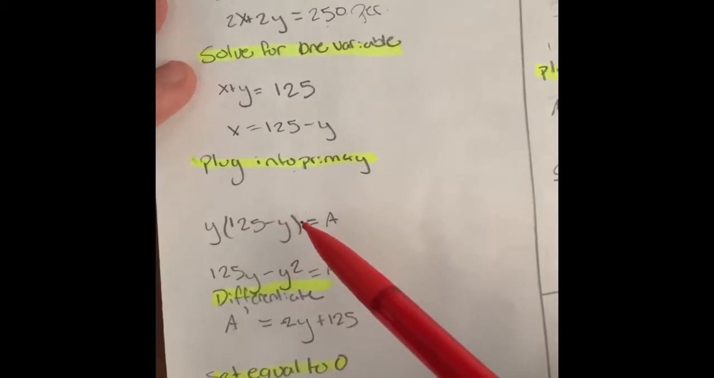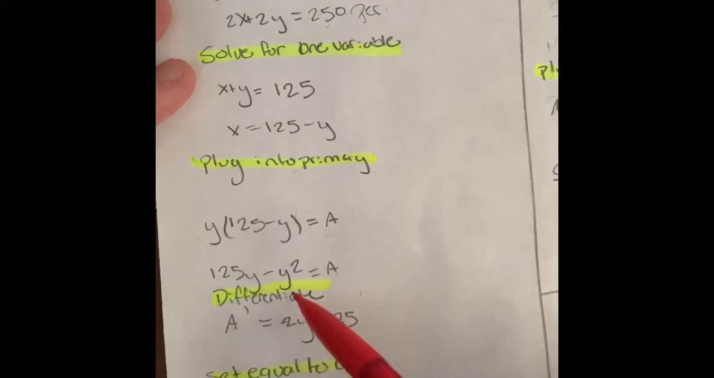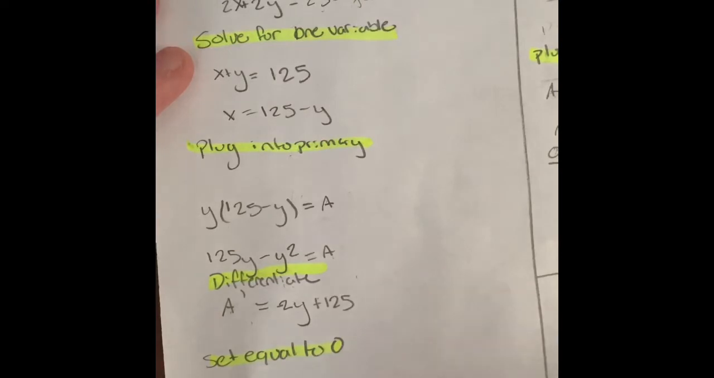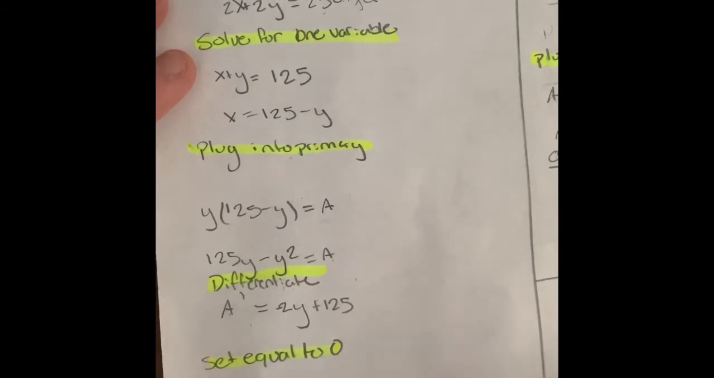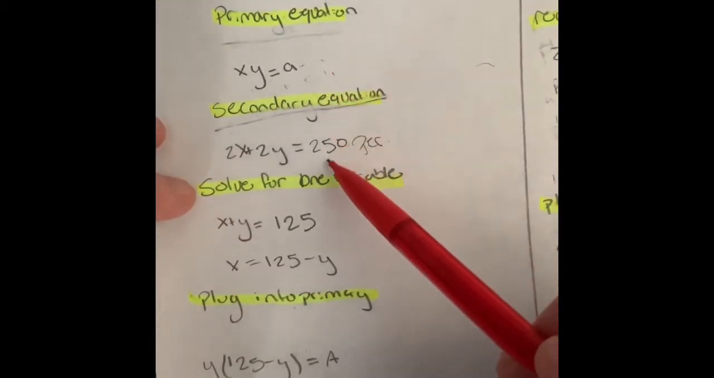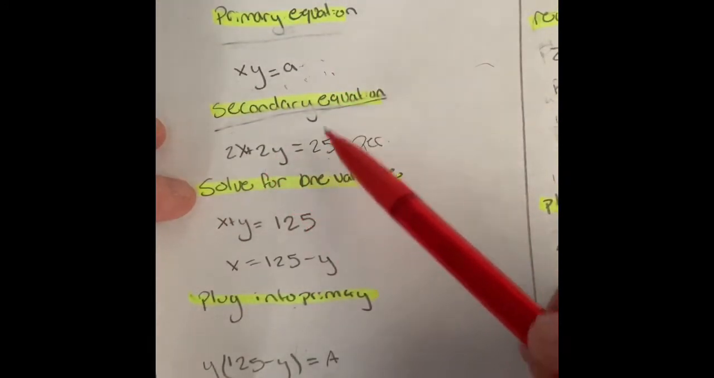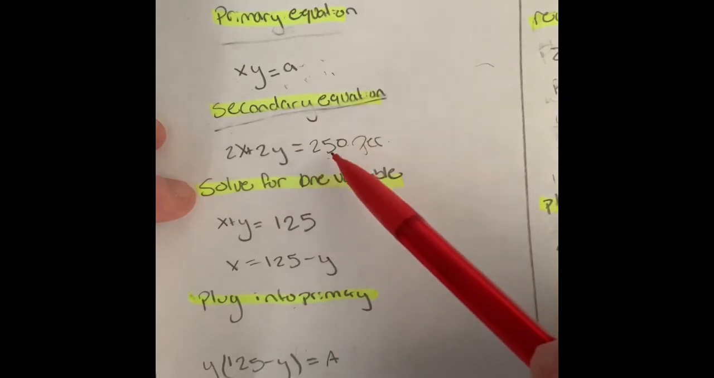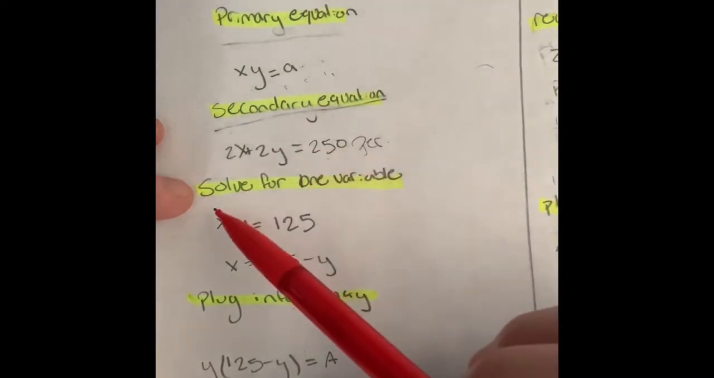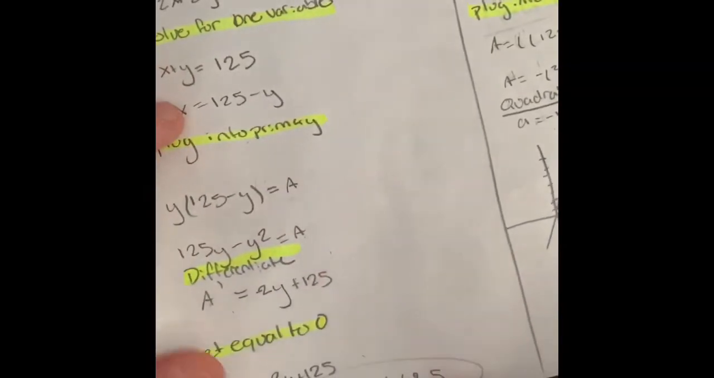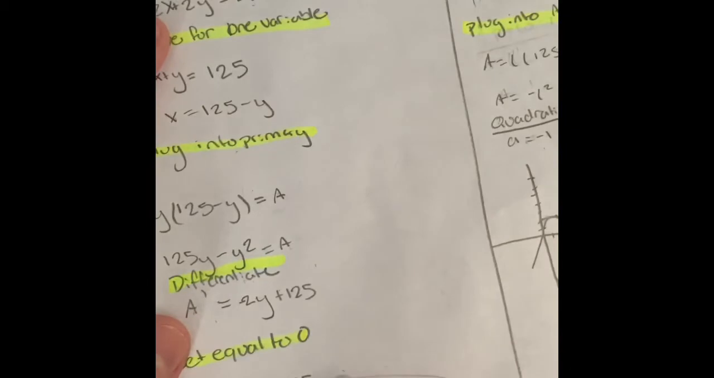Now to find the maximum, we need to take the derivative of our area and set it equal to 0. So the derivative would be negative 2y plus 125, and then set it equal to 0. Y would be 62.5, and to solve for x, we just simply plug in 62.5 into our perimeter equation and solve for x. So 2 times 62.5 is 125, subtract it, 250 minus 125 is 125, divided by 2, x would be equal to 62.5.